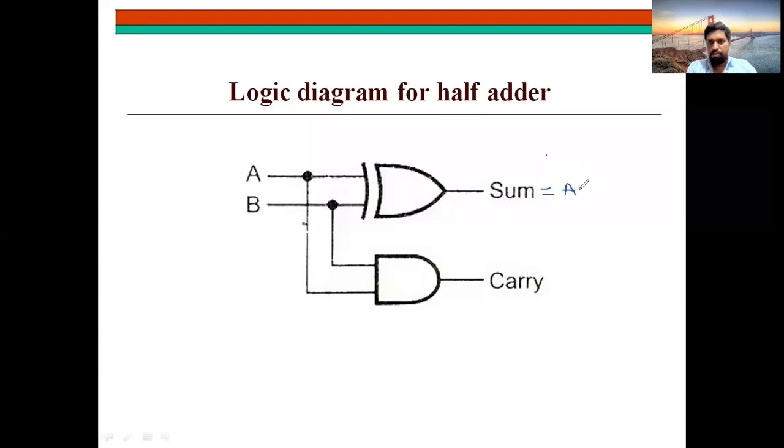And what is the carry value? AB. So I took an AND gate separately, like this, and attached the inputs A and B as they are, so that the carry will be AB. So the circuit diagram or logic diagram of half adder consists of one XOR gate and one AND gate. Clear? Next, we will see what is full adder.